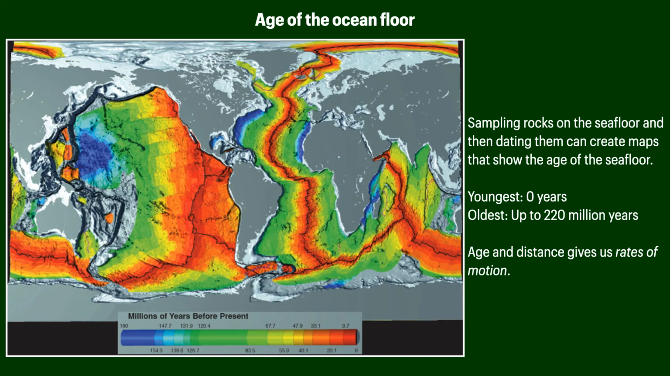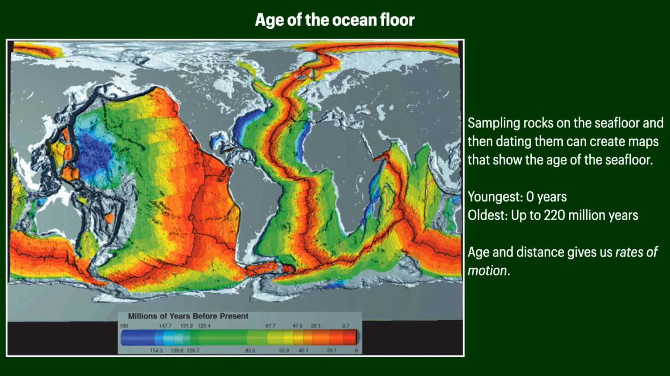The other way we can look at this is just the age of the seafloor rocks. So we looked at this in class, but the seafloor will have different ages, and we can date them, and then the distance from that mid-ocean ridge will give us the rates of motion. So the youngest seafloor rocks are 0 years. They're forming right now, even as we speak. The oldest can get up to a couple hundred million years old. It's not really shown on this map, but some of the oldest we have now is 220 million years old.